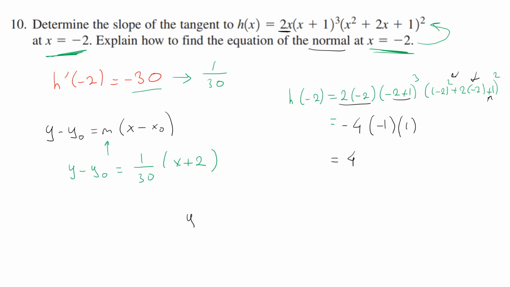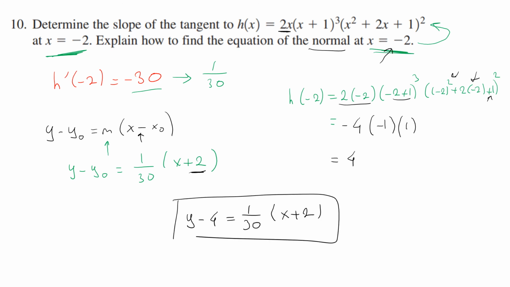So my answer for the equation of the normal is y minus 4 equals 1/30, and then x plus 2. And remember, I did plus 2 because in the equation it's minus, and since my actual x is -2, it becomes positive 2, in case you guys got confused. So that would be my answer for the equation as well.